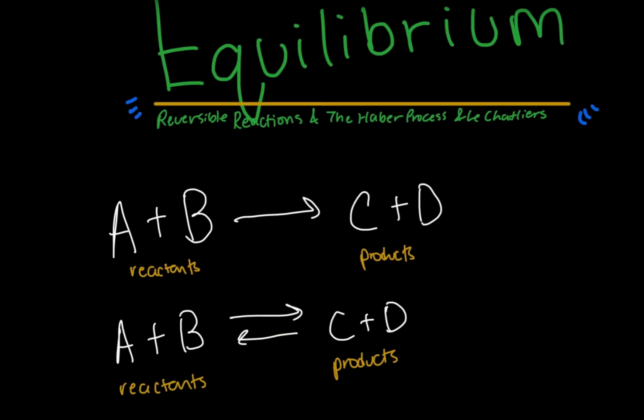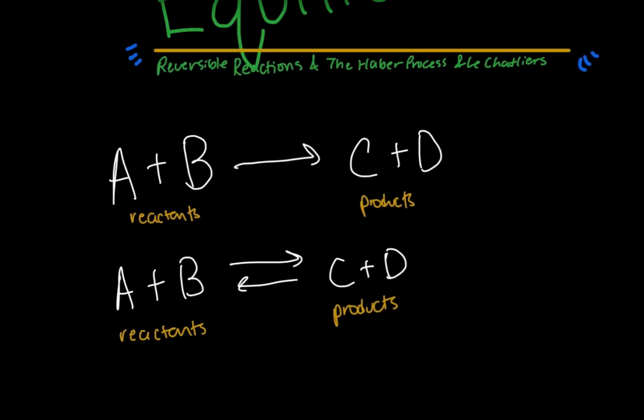So to start off, here we have two different equations. The first reaction says A plus B, which is our reactants, and C plus D as our products. The main difference between these two is that our first one has only one arrow pointing from the reactants to the products. But in the second one, we have the reactants pointing to the products and the products pointing back to the reactants. So what we're seeing here is a forward reaction versus a reversible reaction. What this means is that in a forward reaction, the reactants are going straight to the products. But in a reversible reaction, the products can go back to the reactants.